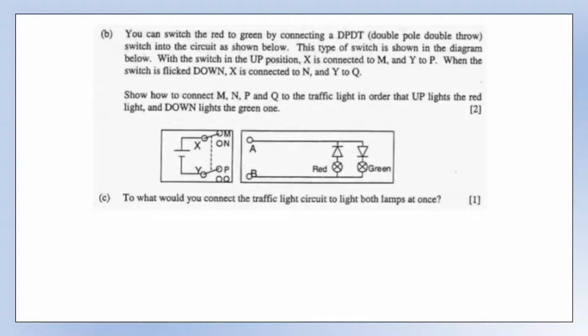Okay, so you can switch to green by connecting a DPDT, never heard of one of those, but alright, a double pole double throw switch into the circuit, as you can see. Essentially when it's up, both of the switches are up, and when it's down, both of the switches are down. So first of all, show how you'd connect M, N, P and Q to have that up lights the red light and down lights the green one.